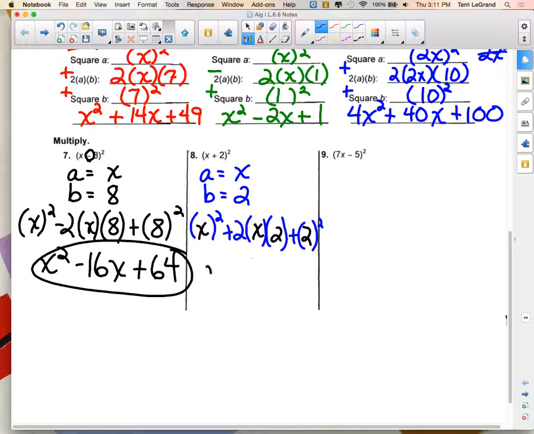X squared plus 4x plus 4. You guys agree with him? Yeah, thumbs up, you got it? Say this is okay? Again, if we FOIL it, we get the same thing. It's just that it seems like a little bit less work, doesn't it? FOILing? Okay, you try number 9, totally on your own.